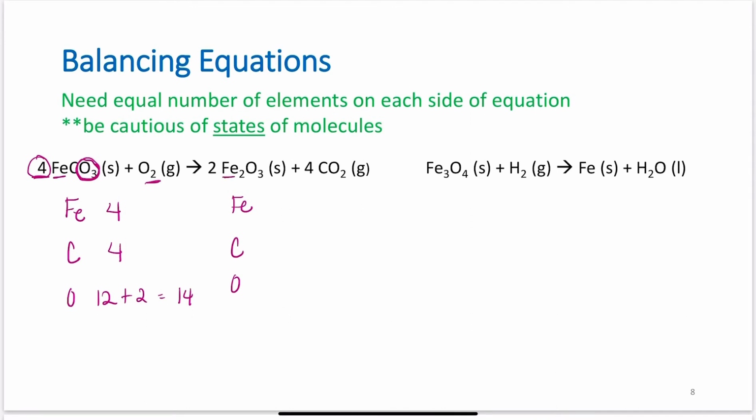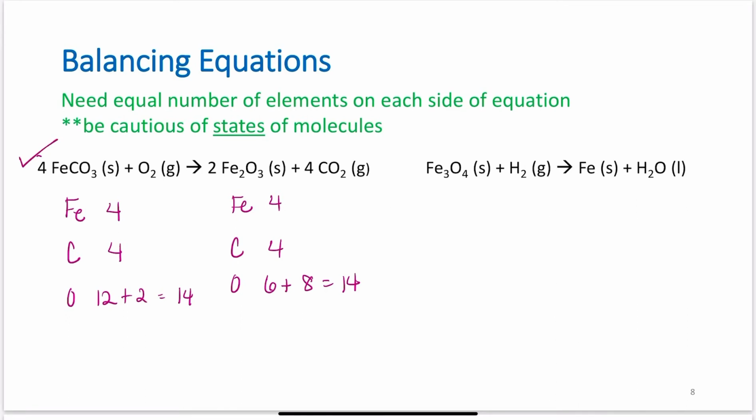I've got iron here, and there's 2 of them, but I have a coefficient 2 out front, so I have 4 irons. I have 1 carbon here, but I have a coefficient of 4 out front, so I have 4 carbons. Here I have 3 oxygen, but there's a coefficient out front, so that means 6 oxygens. Here I have 2 oxygens with a coefficient of 4 out front, which means 8 oxygens, overall 14 oxygens. So this reaction is in fact correctly balanced. When I count the elements on both sides of the reaction, this comes out as balanced.